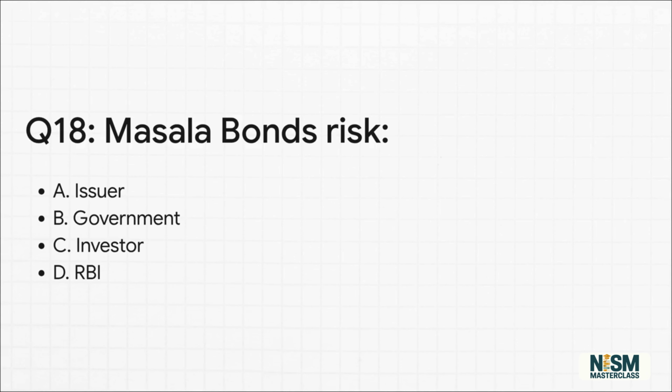The correct answer is option C, investor. Masala bonds are Indian rupee denominated bonds that are issued in foreign markets. Because they're denominated and settled in rupees, if the rupee happens to depreciate against the foreign investor's local currency, the investor receives lower returns. Therefore, the foreign investor completely bears the currency risk, not the Indian issuer.